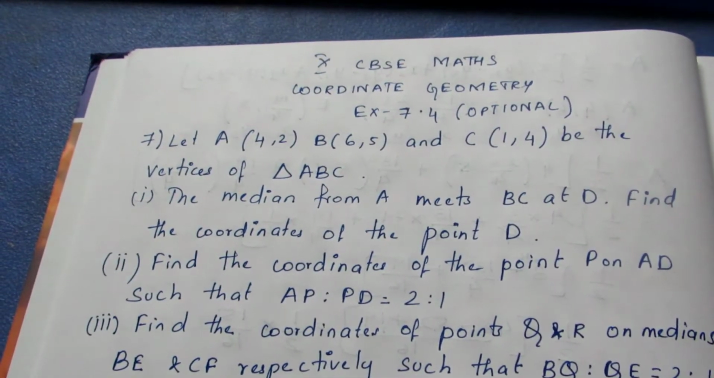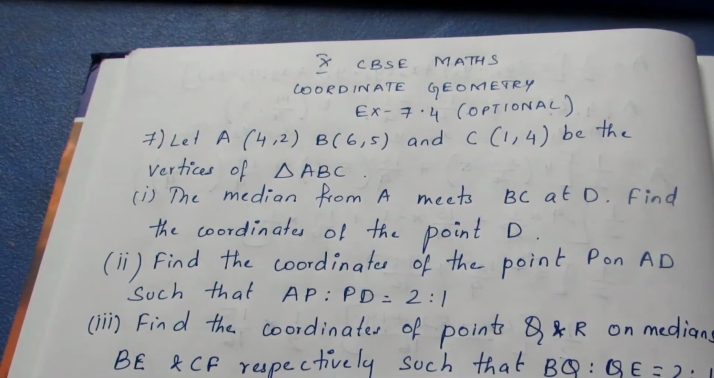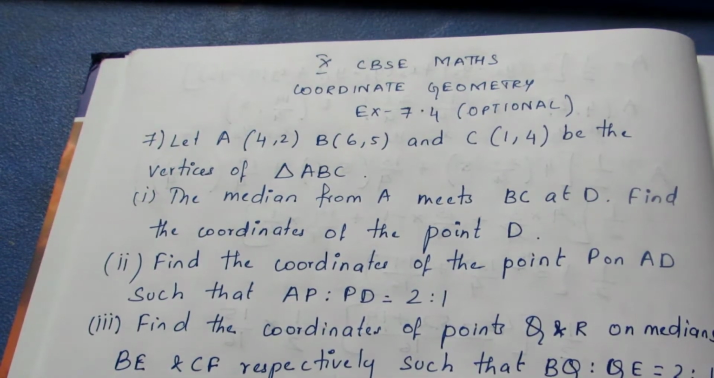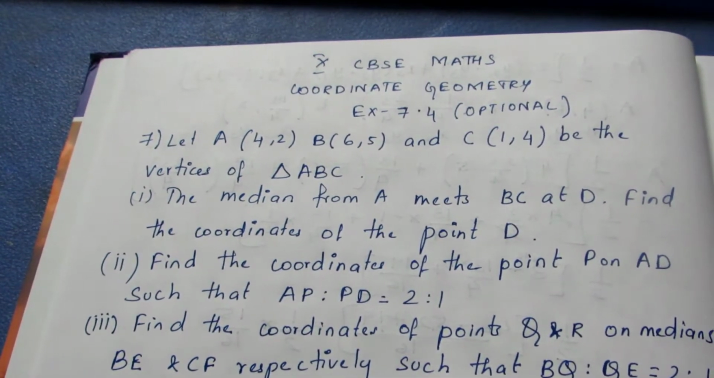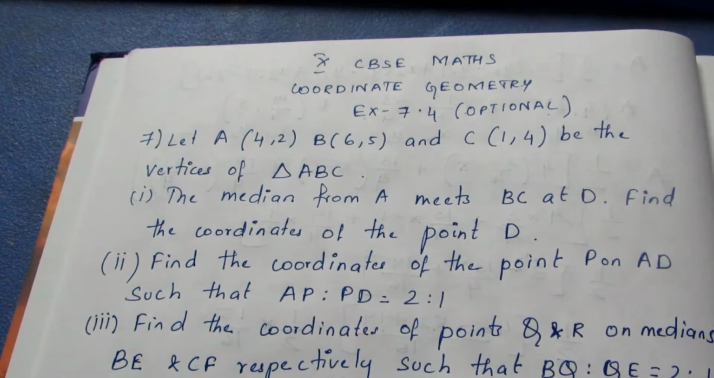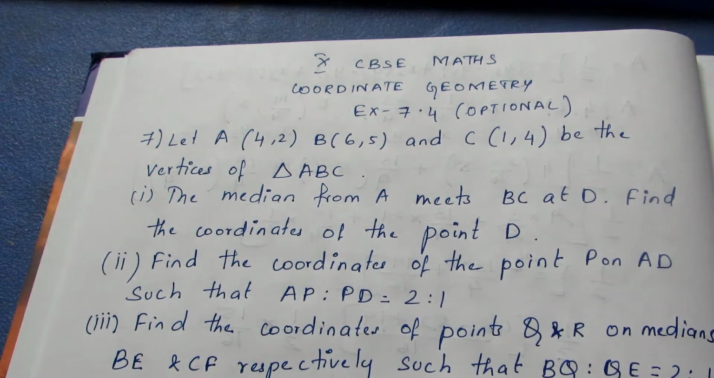Today we are going to see 10th CBSE Maths Coordinate Geometry Exercise 7.4 optional. Question number 7. Let's see the question. Let A (4, 2), B (6, 5) and C (1, 4) be the vertices of a triangle. They have given the vertices of a triangle. There are 5 subdivisions. Let me go with one by one.